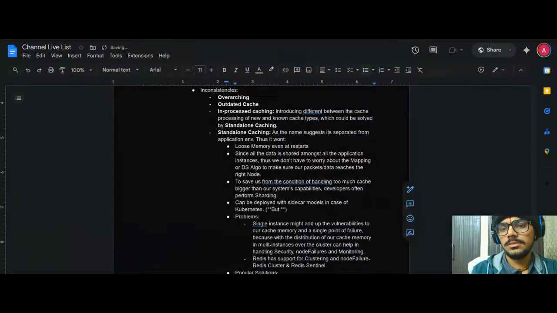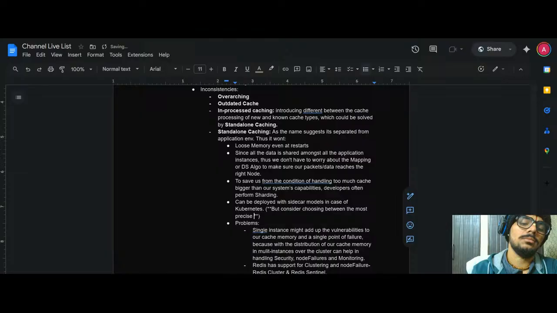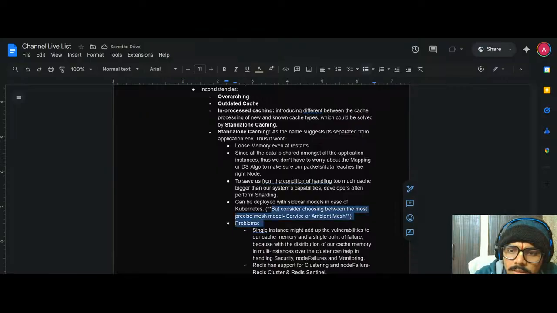But consider choosing the best, most precise mesh model, service mesh or ambient mesh. Right. It didn't get awesome, no problem.